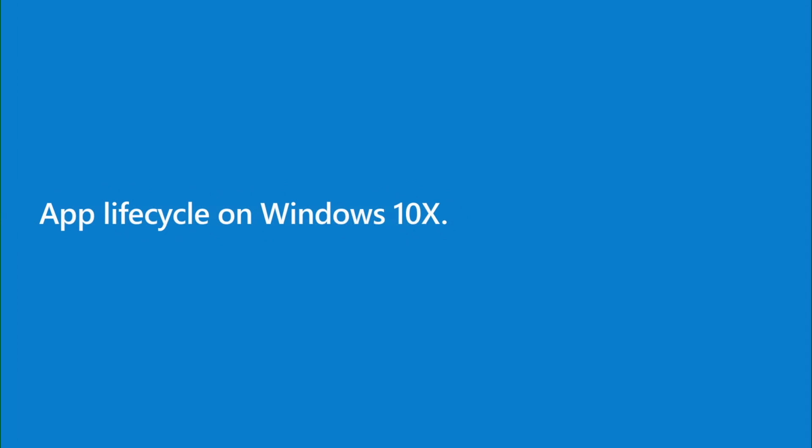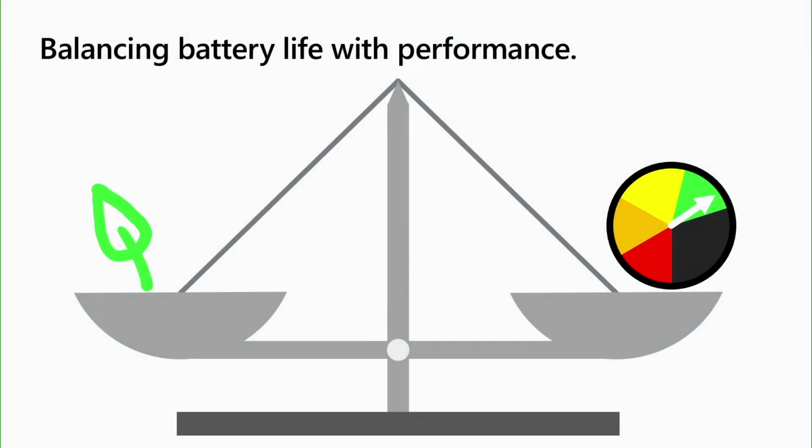Now let's talk a little bit about app lifecycle on Windows 10 X. As you've been hearing about Windows 10 X, we're doing a lot in the operating system to try and balance the battery life of the device with the performance of applications. Because when users buy new, modern, portable devices, they expect both very long battery life and great performance of the applications they're using. And so Windows 10 X does some things in order to balance these two to give the best possible user experience.